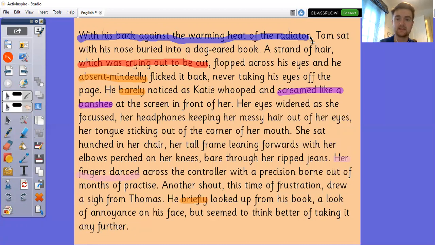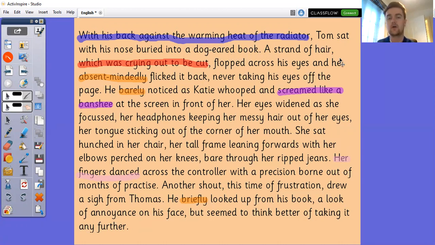So with his back against the warming heat of the radiator, that describes how Tom was sat. But because I've moved it to the front of the sentence, I've got to have a comma after it, and I've made it a fronted adverbial. Dog-eared is a really nice expression. It means sort of used. It means well loved. So that's some exciting vocabulary there.